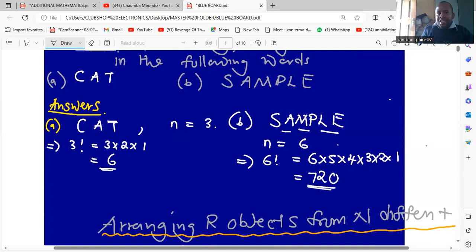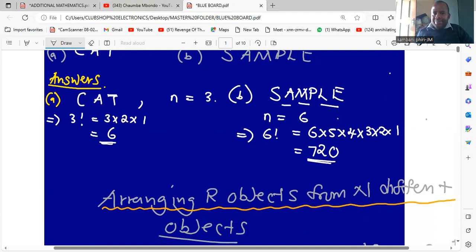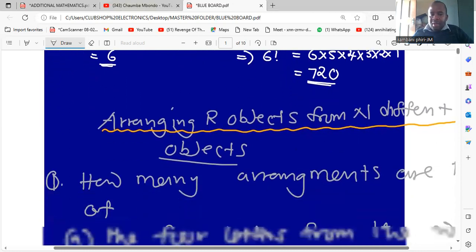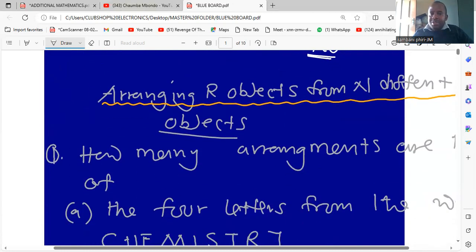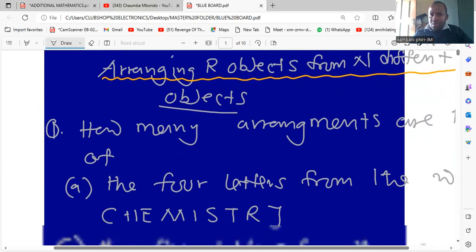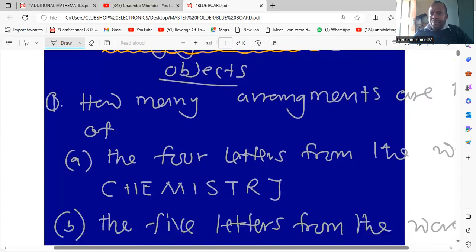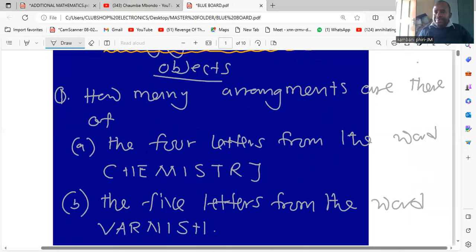ways of arranging that word sample in a certain order. I hope that is fine. Then the next one is arranging r objects from n different objects. We'll look at a very simple question.